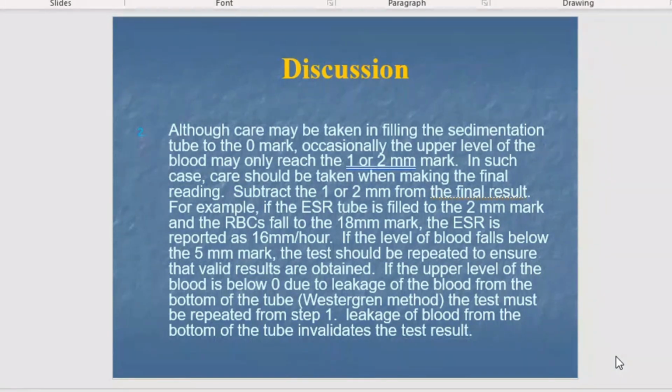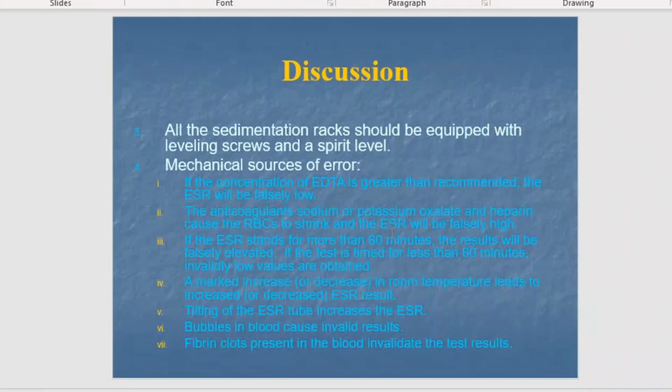And we can also see that they can be added into the reading value, and then we can know the erythrocyte sedimentation rate. Usually it falls around 18 millimeters or 16 millimeters per hour. Then all the sedimentation tracks should be equipped with leveling screws and a spirit level. So it has to be very good equipment that should be leveled.